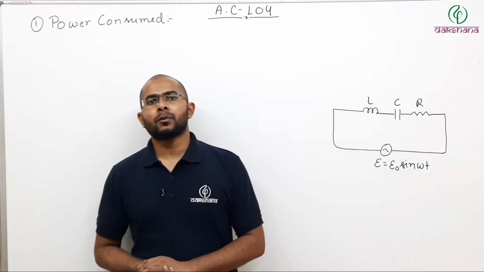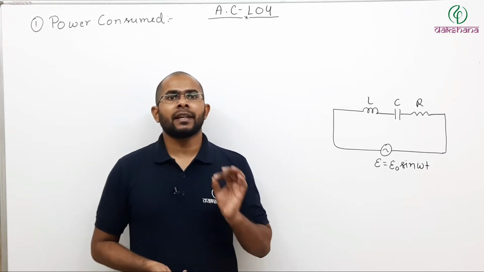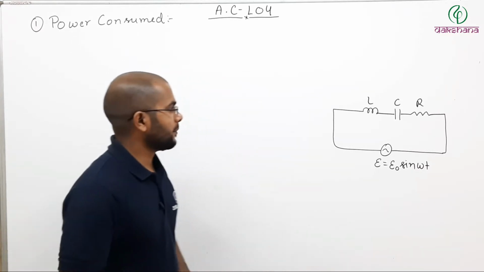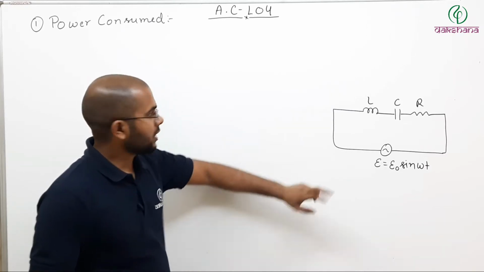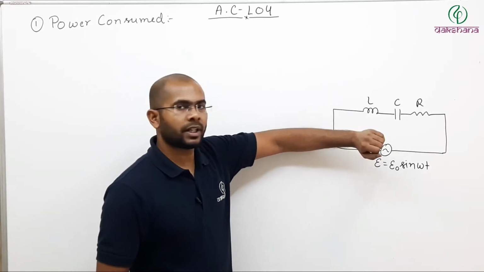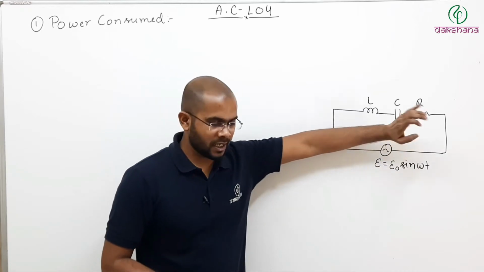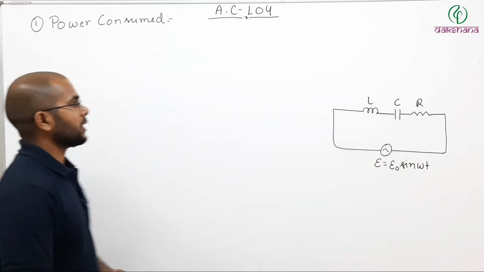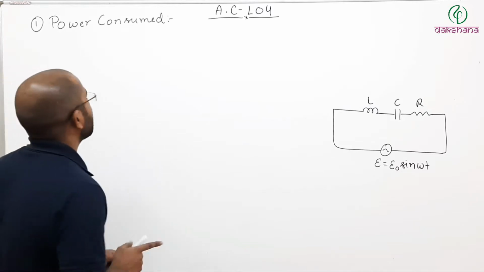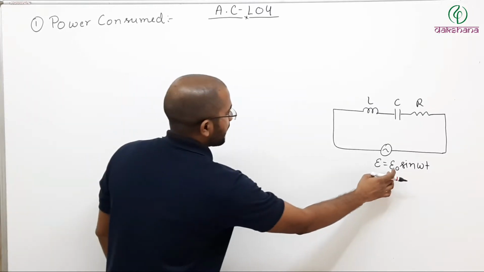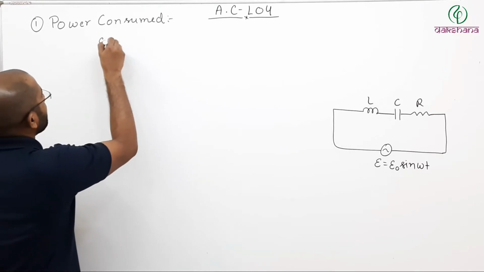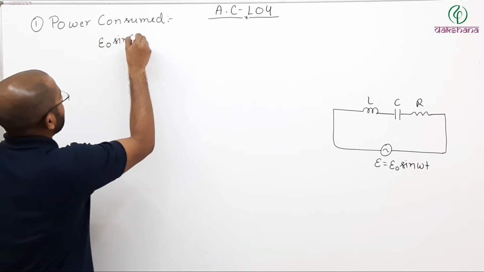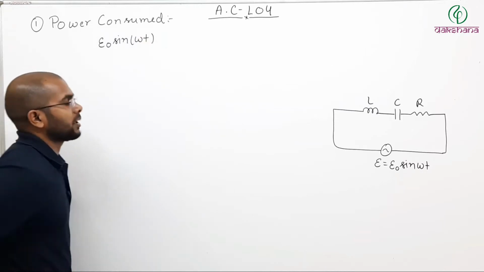So let us talk about what is power consumed in an AC circuit. For example, here I have an AC circuit, and for the sake of the derivation I have attached an inductor, a capacitor, and a resistor. In this type of circuit, the EMF supplied is E naught sine omega t. So let us write EMF as E naught sine omega t.